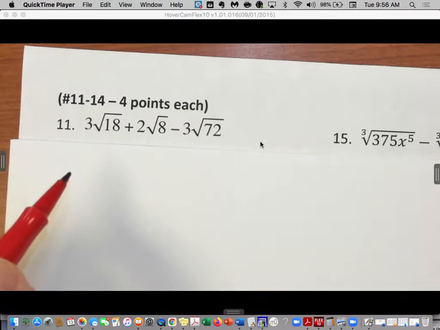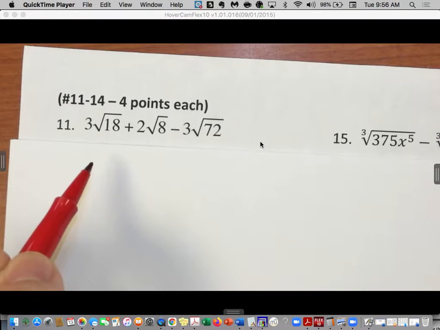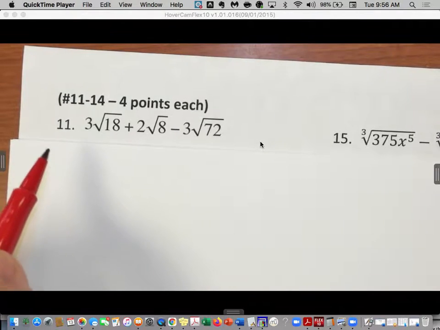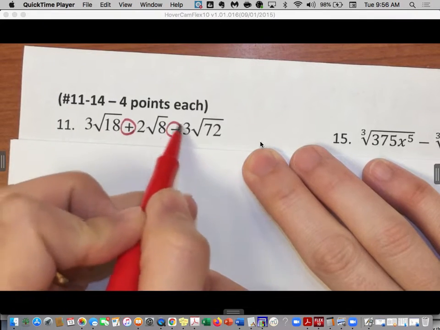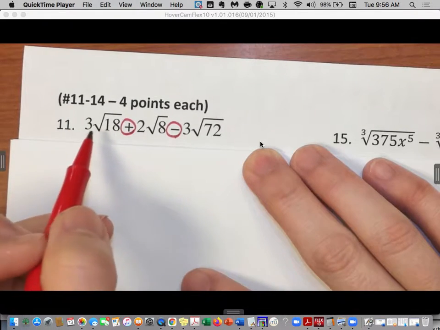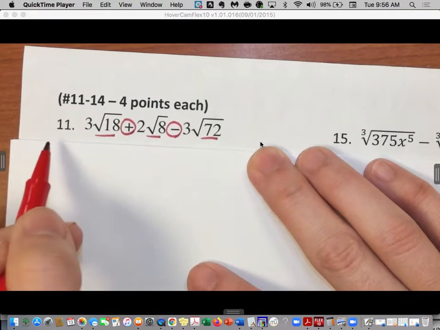Start the second page of our review. We're going to continue simplifying radicals and performing the indicated operations. So on number 11, you notice that we've got adding and subtracting. We cannot do that unless we have like radicals. So these three have to be simplified.